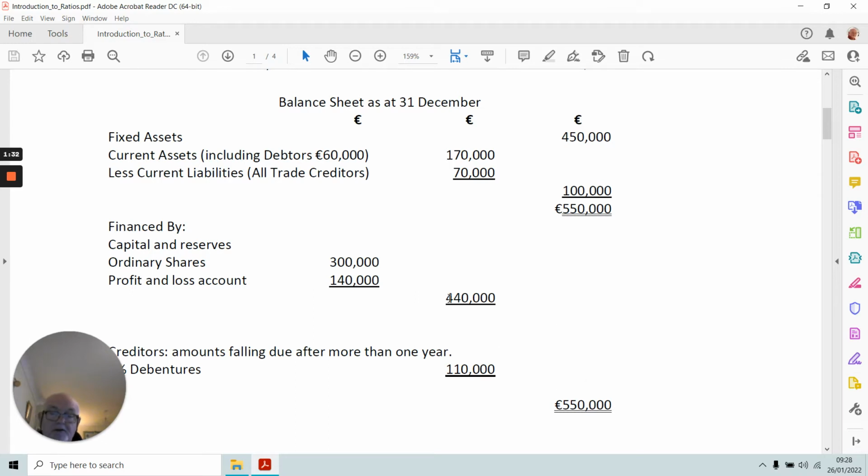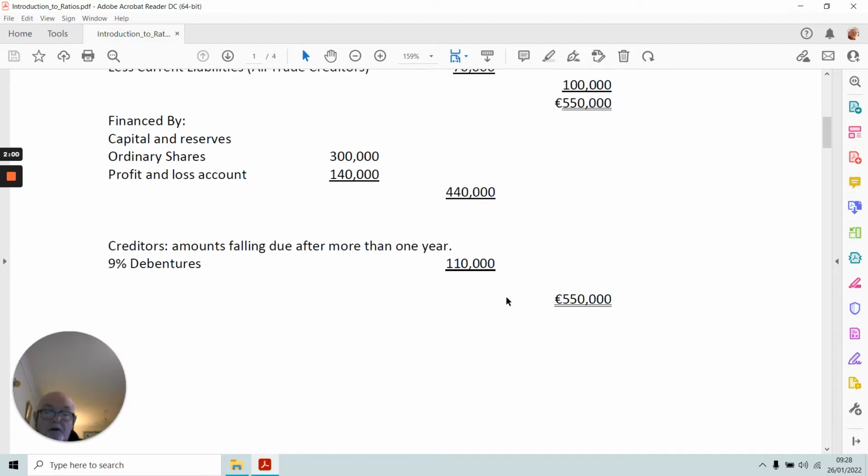is made up of shareholders' funds of 440,000, which is the original share capital issued, 300,000, plus that P&L balance we saw earlier. So the company owes its own shareholders 300,000 by way of capital that they invested, plus the 140,000 worth of profit that the company has retained. So the shareholders' funds is 440,000.